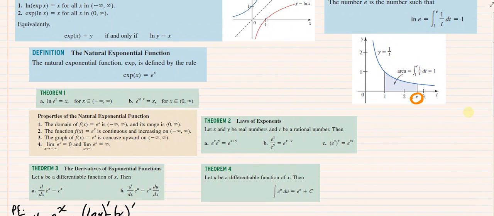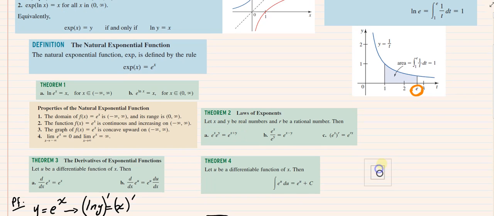Then we're going to look at the laws of exponents. They also hold for the exponential functions here. So e to the x times e to the y is e to the x plus y, and so on.